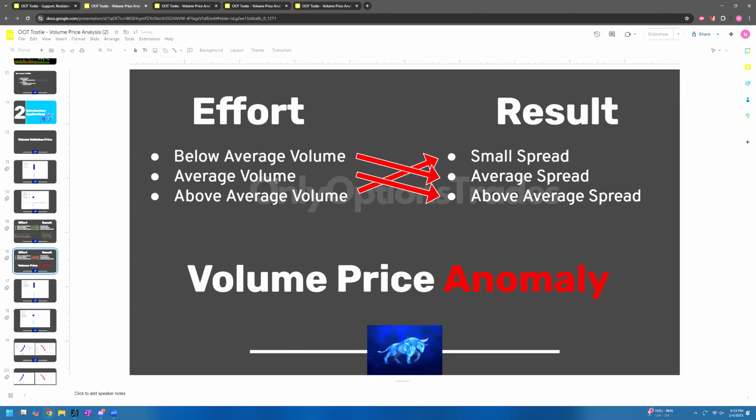We'll talk about that. A volume price anomaly is when the two don't align. So if we have something like above average volume with a small candlestick spread, that's going to be an anomaly.